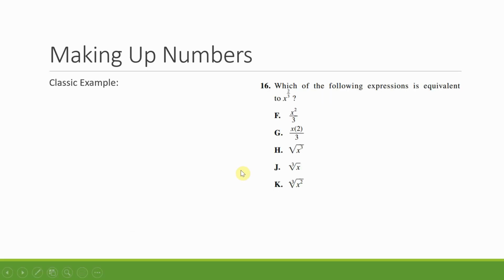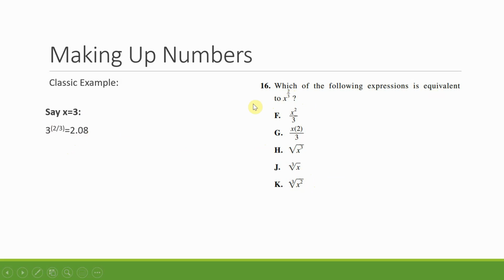So let's look at a classic example where I see that "is equivalent to" I was talking about, and expressions in the answer choice. So if I don't know how to rewrite that x to the 2/3 into one of these formats, I'm fine. I don't need to know that. Because if I just make up a number for x, I'm going to say 3. Then if I put 3 into this and 3 into these, if it's equivalent, I should get the same thing. So let's start by putting 3 in for x here. So what's 3 raised to 2/3?